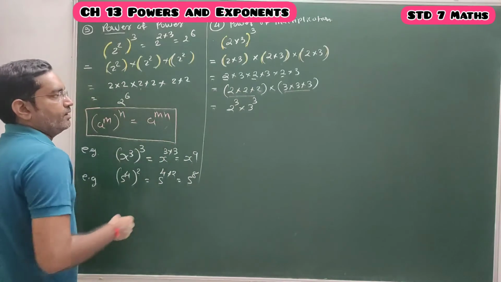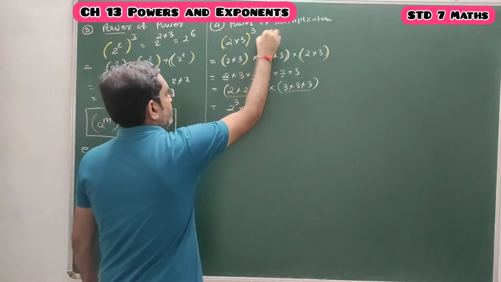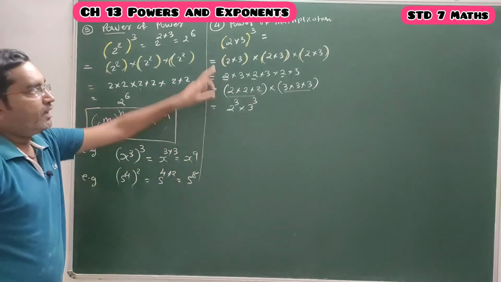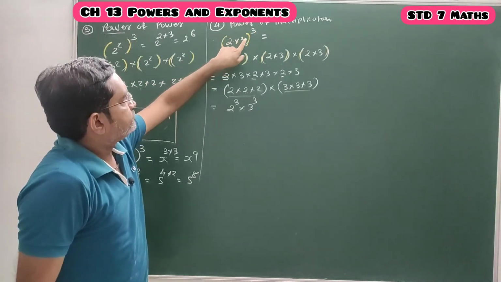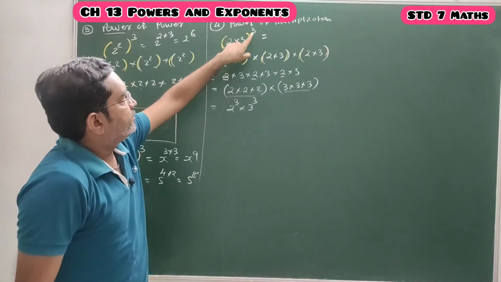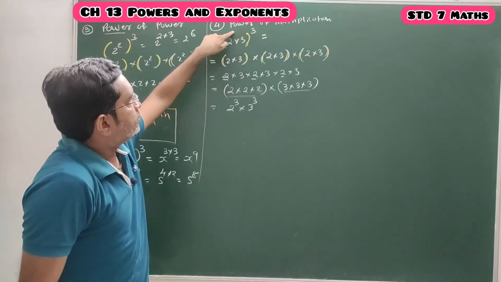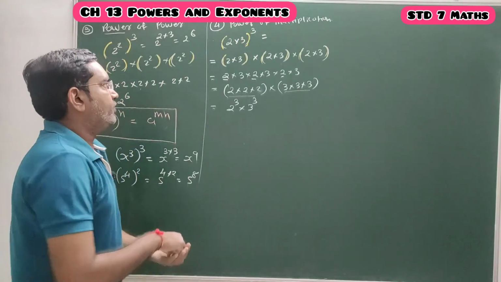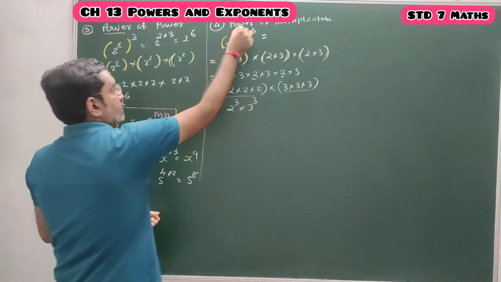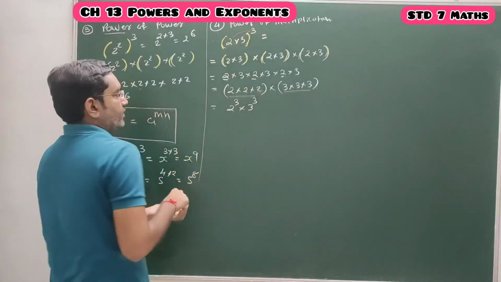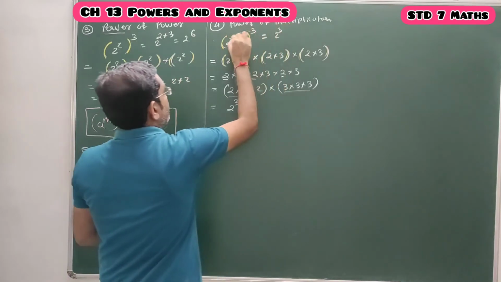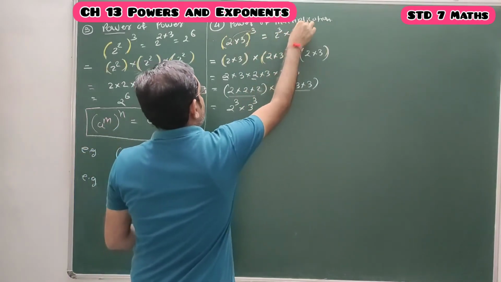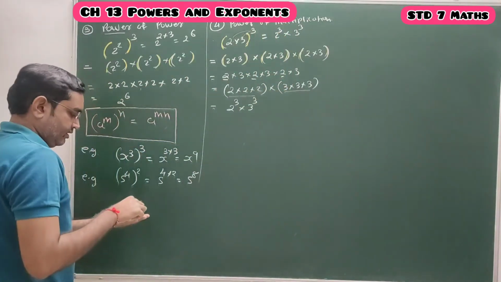So this is our formula. If power of multiplication is there, we can apply that power to both the terms in a multiplication. So we can apply this power 3 to 2 as well as this 3. So it will be equal to 2 cube multiplied by 3 cube. This is the formula, that is the law.